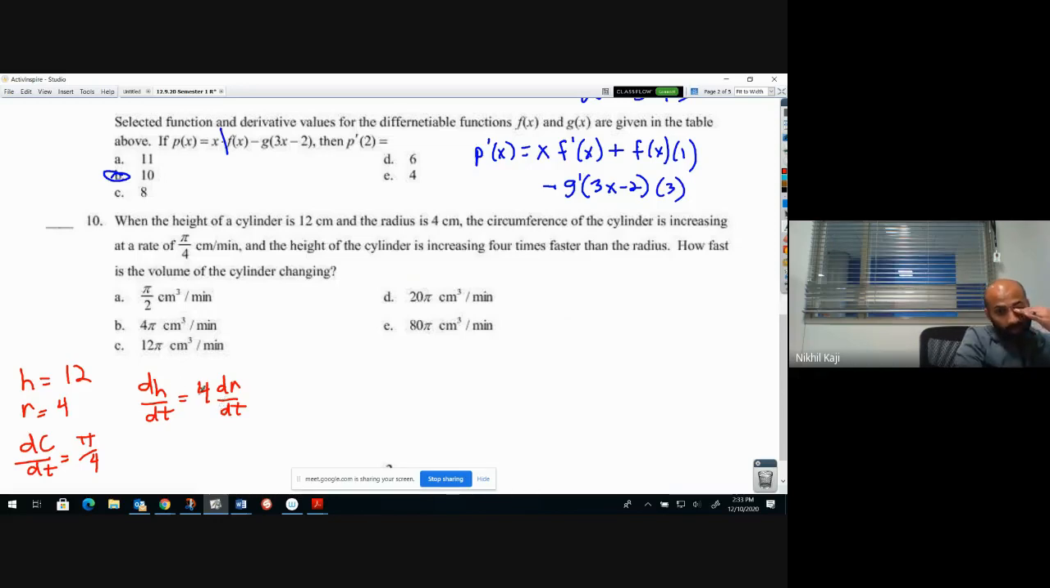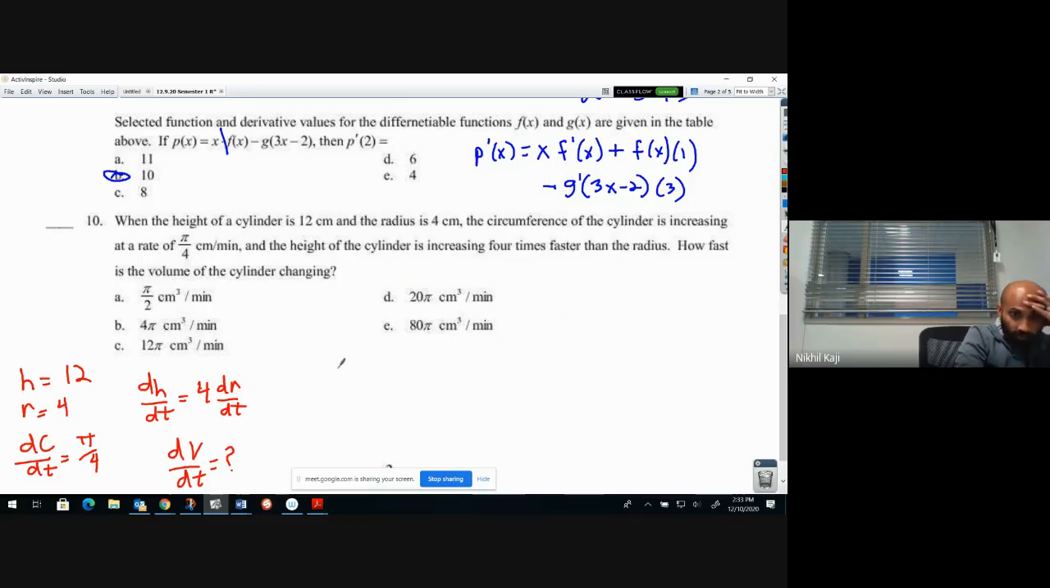So we don't know what either one of these are, but they know that we're connected. So if we find one, we'll know the other one. How fast is the volume changing? So they want to know dV/dt. All right. So they give us these. So we'll have to use this to figure out some of the stuff.